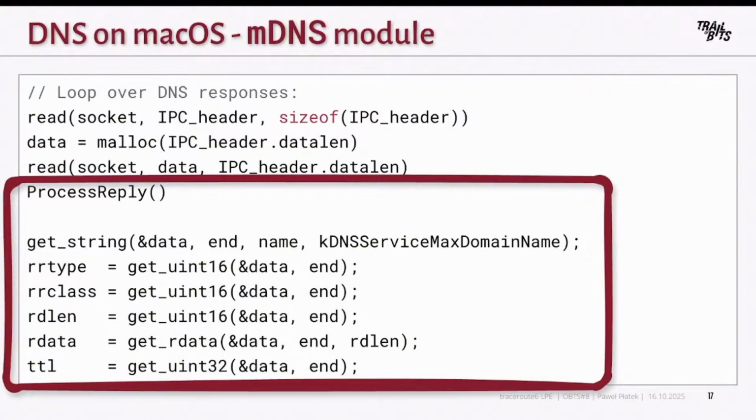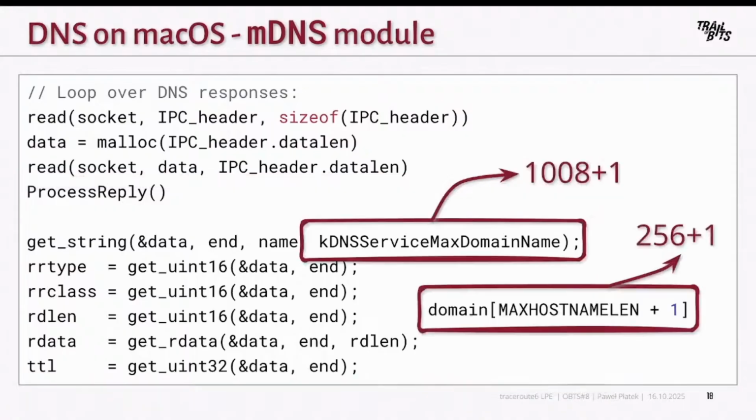The interesting one to us is the first one, the name. And it's limited by the service max domain name constant. And that constant is 1008 bytes, which is kind of surprising. And why is that?